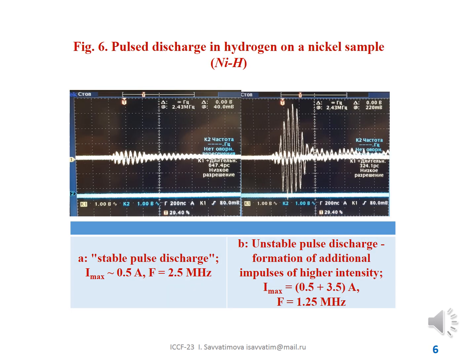On the sixth slide, we can see pulsed discharge in hydrogen on nickel samples. On the left, a stable pulse discharge with maximum current 1/2 ampere, and on the right, an unstable pulse discharge, with formation of additional pulses of high intensity with maximal current 4 amperes.